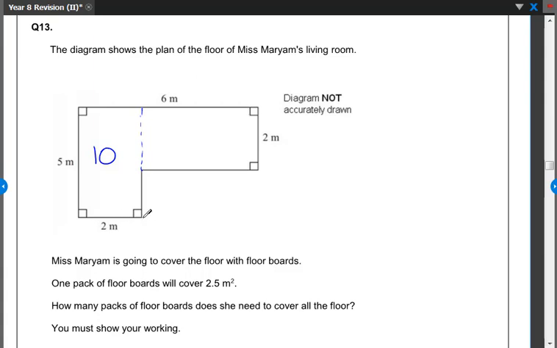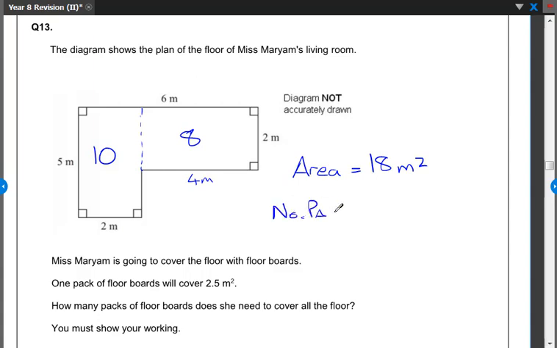Okay, so if that's 2, that means that distance has to be 4 meters, right? Because from here to here is 6. So that's 2, and we've 4 left. 4 times 2 is 8. So we know the area equals 18 meters squared. We know each pack covers 2.5 meters.